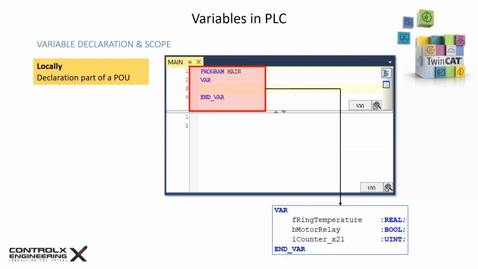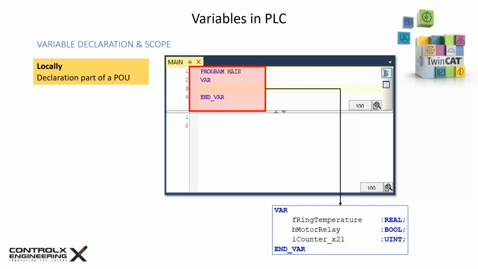Variables can be declared either locally or globally. These terms define the scope of the variable within the PLC program. Local variables are declared between VAR and END_VAR in the declaration part of the POU, as shown. Local variables can only be written to in the POU in which they are declared. Local variables of any POU can be read from other POUs by first accessing the POU name followed by a period, and then the variable name.